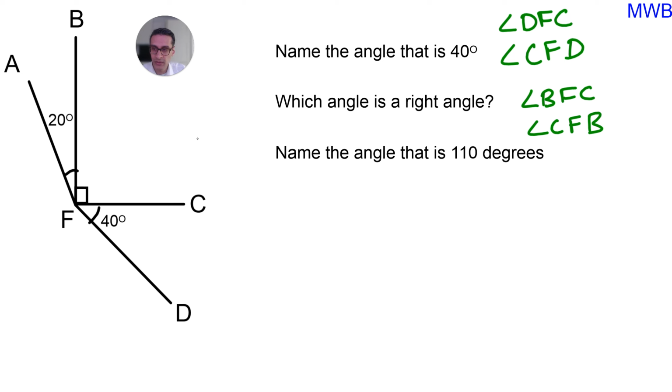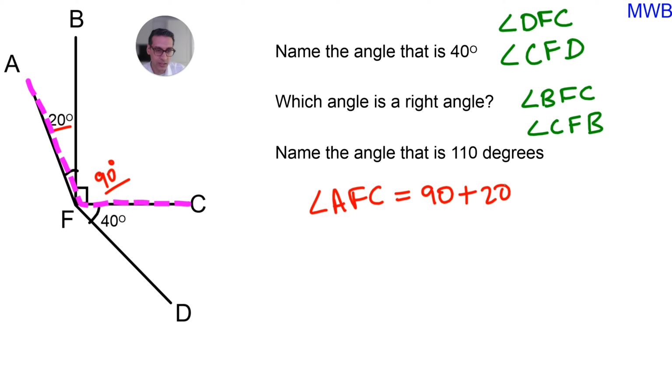So 110 degrees. Now there's no angle here that is 110. What we need to do is make it 110. So for example, I can see that 90, which is here, plus 20 is going to give me 110. So what I want is this angle here, A to F, F to C. So angle AFC is equal to 90 plus 20, which is 110 degrees.